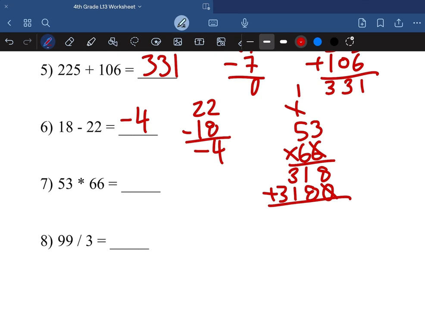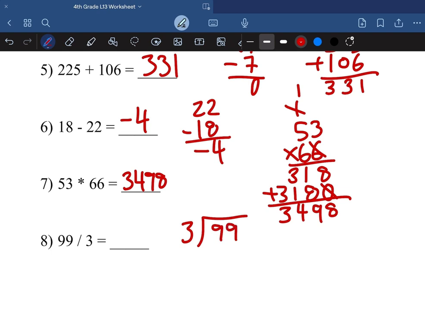8 plus 0 is 8. 8 plus 1 is 9. 3 plus 1 is 4. 3 plus 0 is 3. So the answer for number 7 is 3,498. Number 8, we have 99 divided by 3.